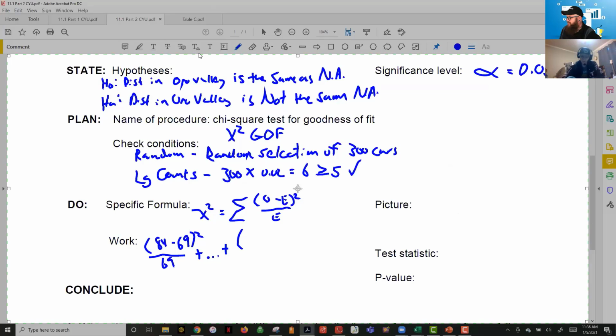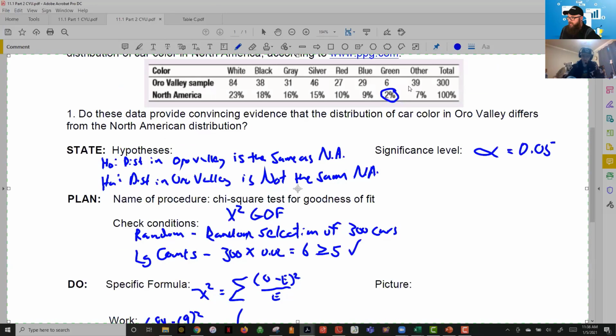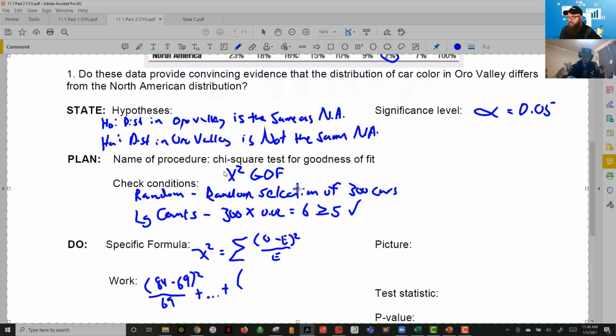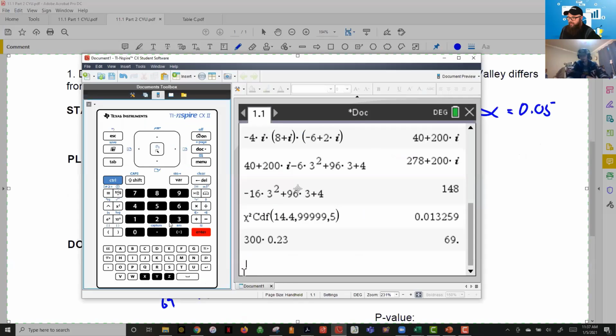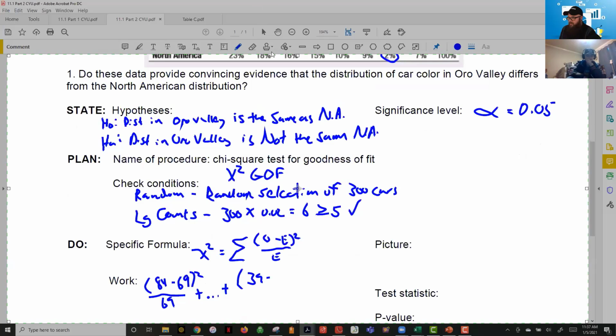We'll do the last one just to make sure instead of writing all these out. If we do the last one here, we're looking at the other color value, right? So we got a 39 and a 7%. So our observed is 39. And then, of course, you probably see it's already 21, but we'll do the calculator for those that don't see right off the bat. So 300 times 0.07 gives you a 21 value. So 21 squared all over 21, okay?